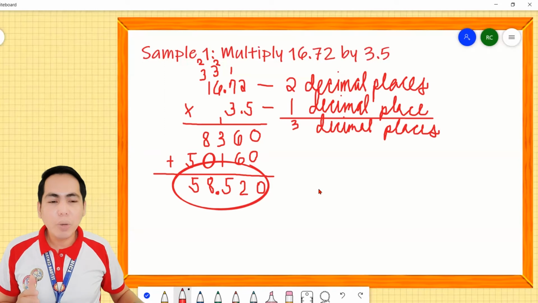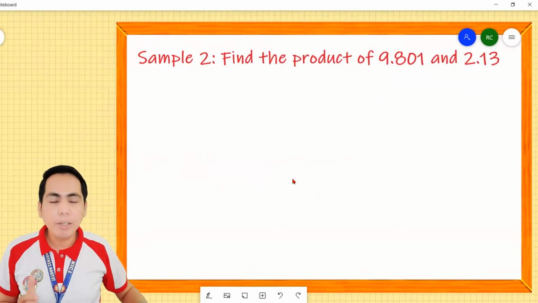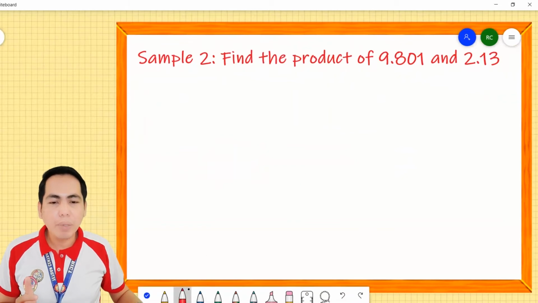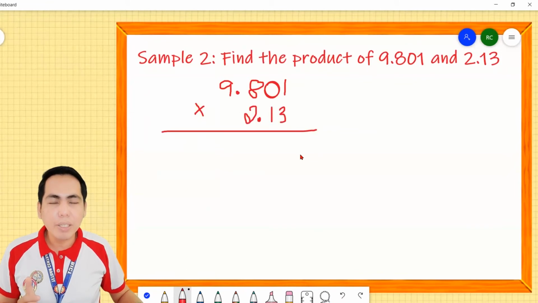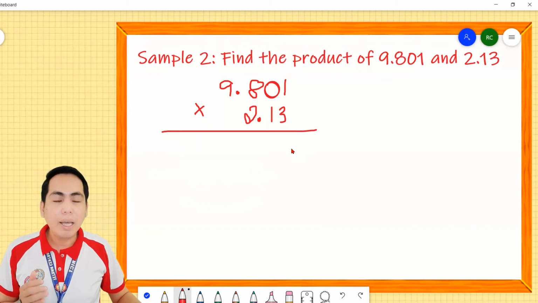Let us proceed now to our second example. Our example number 2, it says here, find the product of 9 and 801 thousandths and 2 and 13 hundredths. So again, our first step is for us to write the given factors in vertical column. So we have 9.801 times 2.13. So again, in writing the numbers in vertical column, we don't need to align the decimal points. And then after writing them in vertical columns, we can start multiplying starting from the rightmost part.